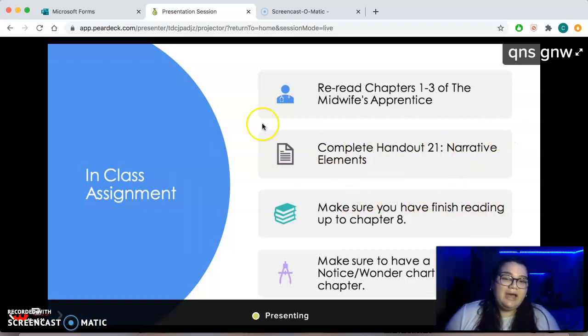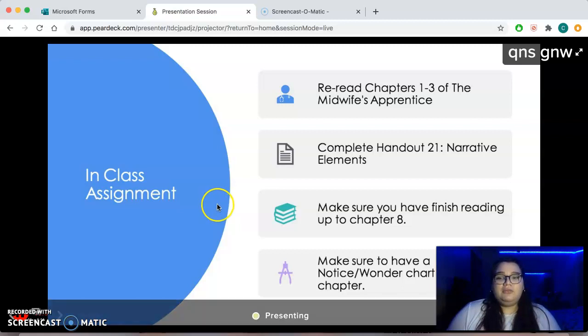After you're done with that, then you are going to make sure that you've already read up to chapter 8. And you also have to make sure that you are creating those Notice and Wonder charts for every chapter. The reason why I'm asking you to create those Notice and Wonder charts is because I want to make sure that you're reading the text, right? This is a really interesting book, and I think that we need to start taking it seriously. Our upcoming biweekly assessment, the next one that we get, is going to cover The Midwife's Apprentice, right?